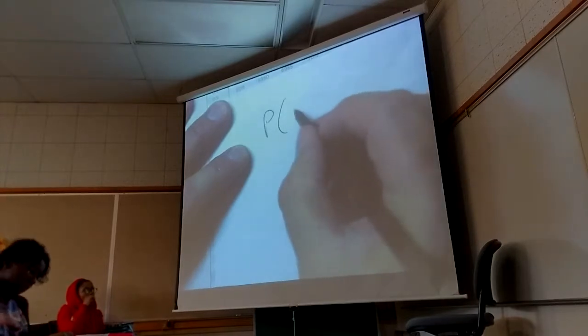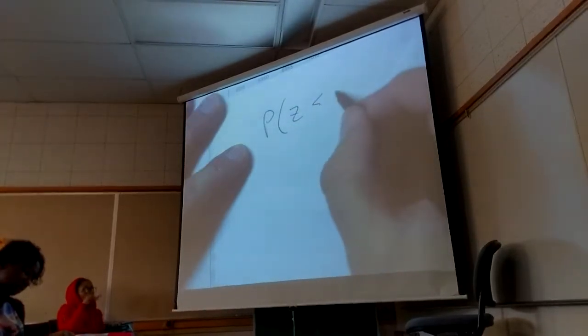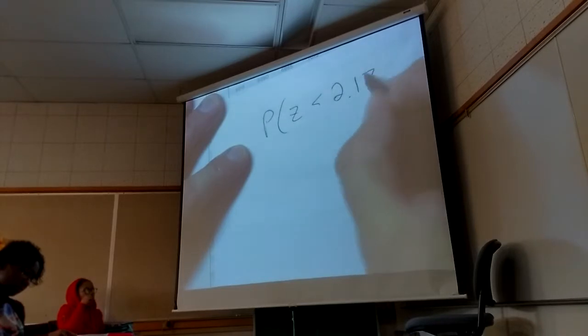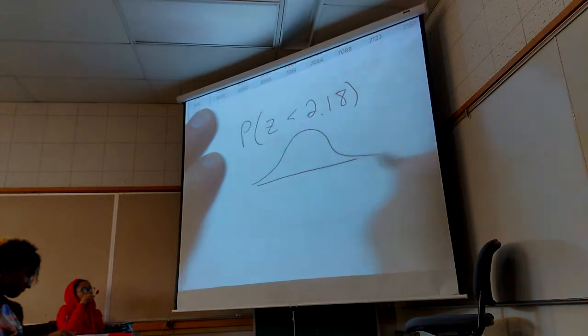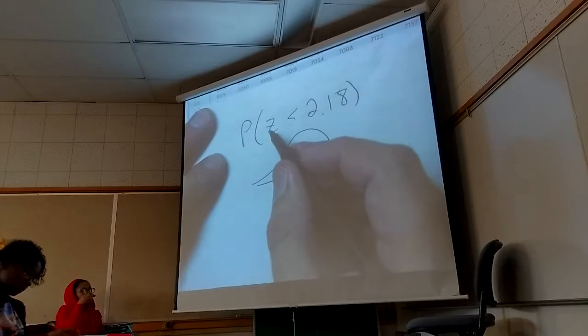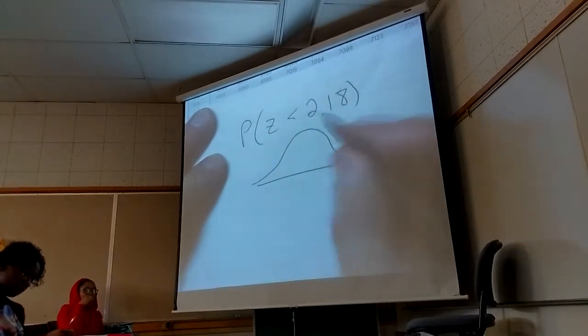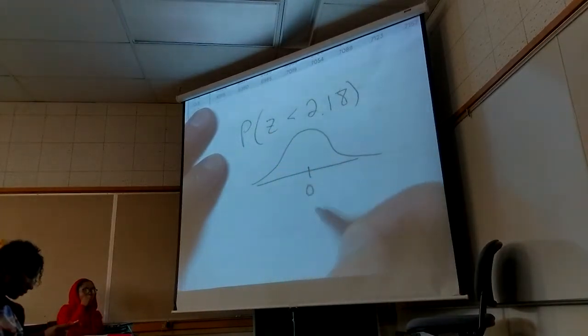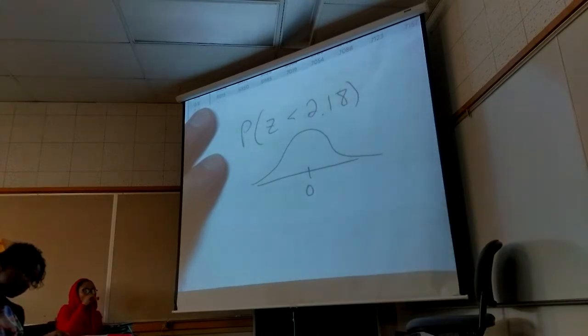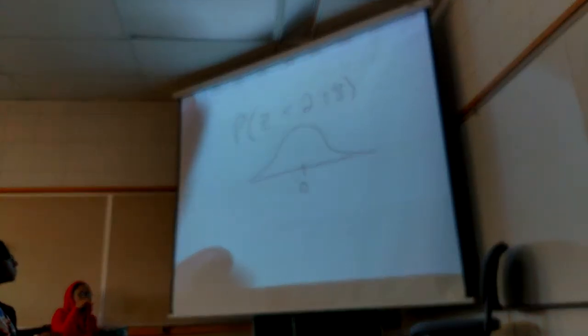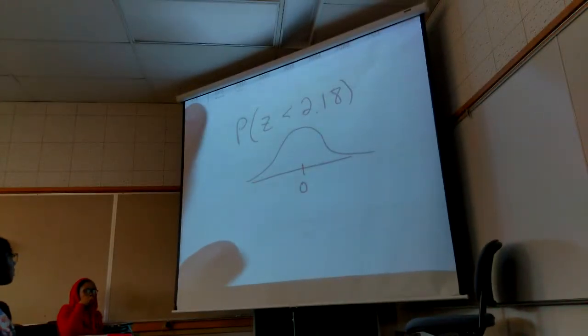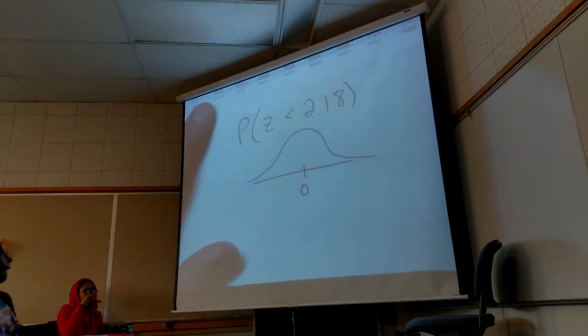So what if I want the probability that Z is less than 2.18? A really good idea is to draw the picture. What's right in the middle for z-scores? Mean. 0, right? Because what does the z-score tell you? The distance from the mean in standard deviations, right? So how far away is the mean from itself? 0. So for z-scores, the middle is 0, always.